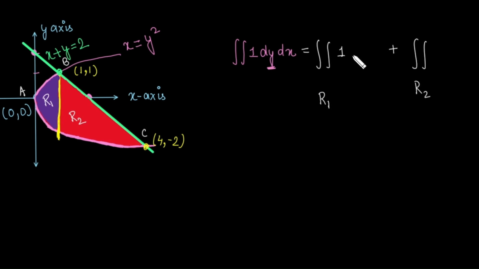Function is 1. Thus dy dx as it is. In this case, first we need to take the limit for the y. Now this curve is represented in terms of x. How to represent this curve in terms of y? From here, just find the value of y. This implies y is equal to plus minus under root of x.